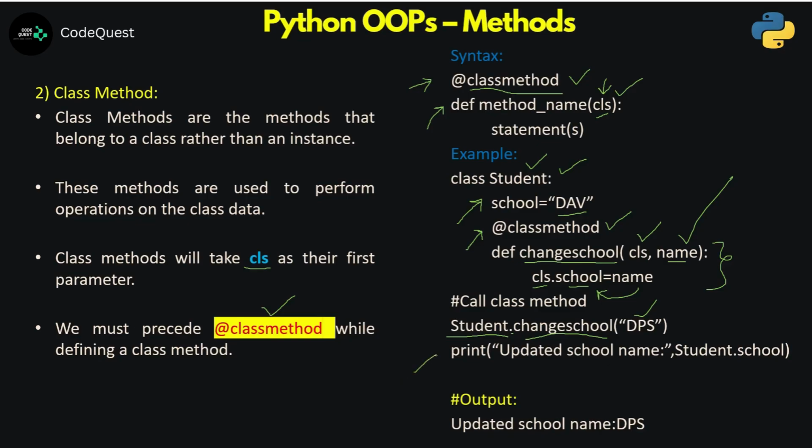Now when I am trying to print the updated school name, once again you can see Student.school. School is once again a class type of variable, so I can simply take the help of the class name followed by the variable. When I execute this, I must be getting that the updated school name is DPS.